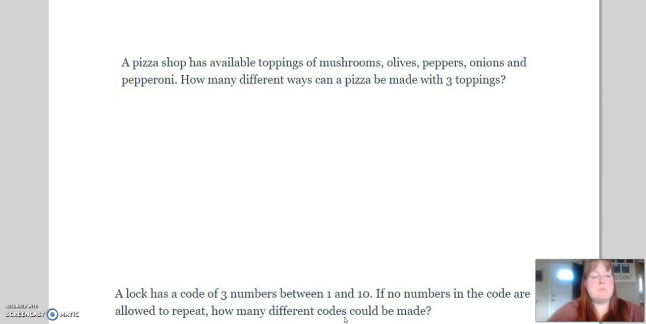We're going to do some more examples of permutations and combinations. So the first one is: a pizza shop has available toppings of mushrooms, olives, peppers, onions, and pepperoni. How many different ways can you make a pizza that has 3 toppings?